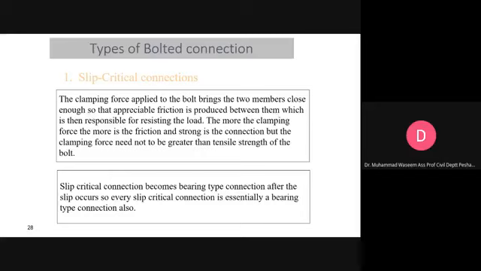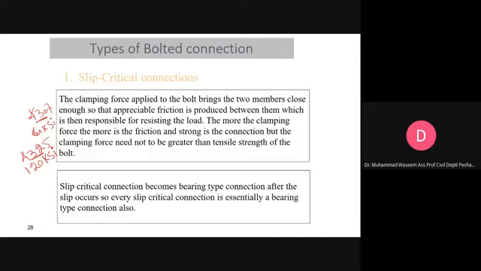Okay, now the clamping force is applied to the bolt to bring two members close enough so that appreciable friction is produced between them, which is then responsible for resisting the load. Okay, the more the clamping force, the more is the friction and the stronger is the connection. Okay, but the clamping force need not be greater than the tensile strength of the bolt. Okay, what is the tensile strength of the unfinished bolts? What is the tensile strength of A307 bolt? KSI. Okay. What is the tensile strength of type A bolt? This is about 120 KSI.